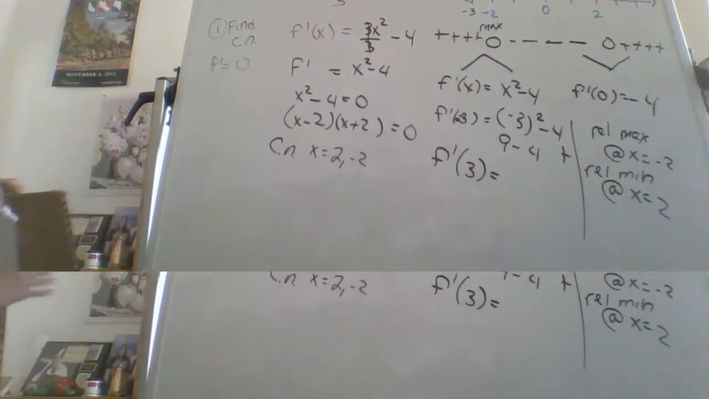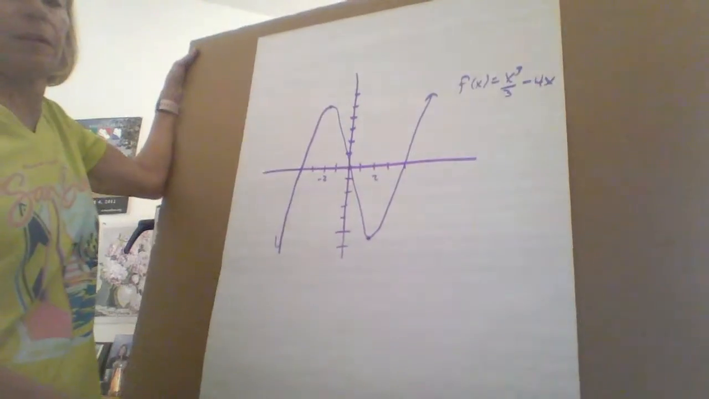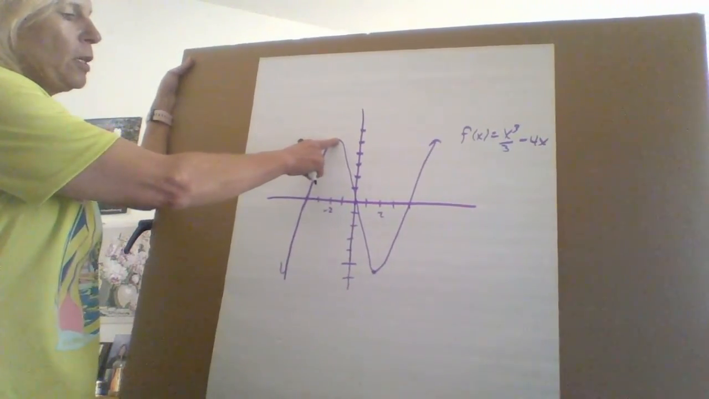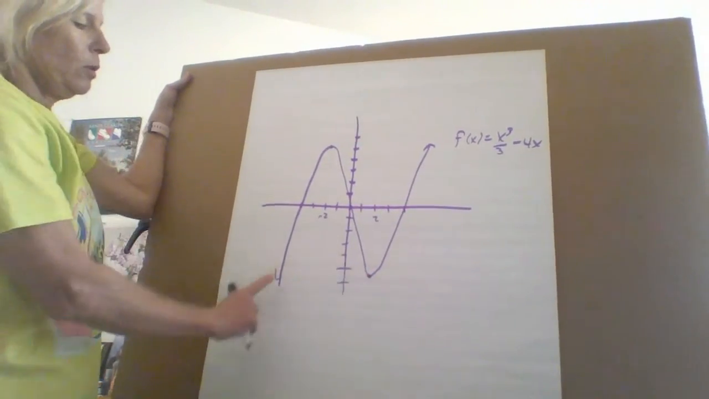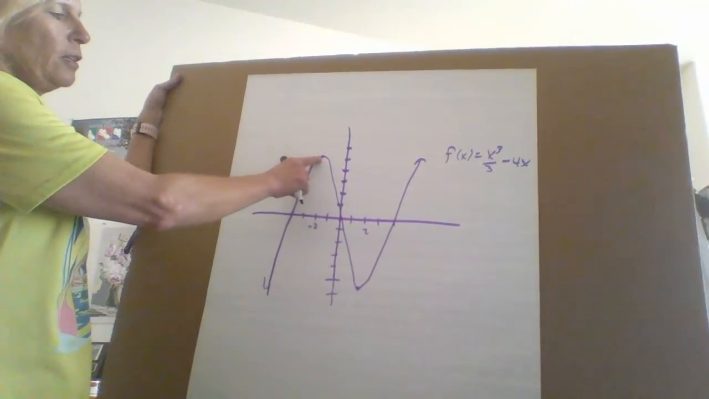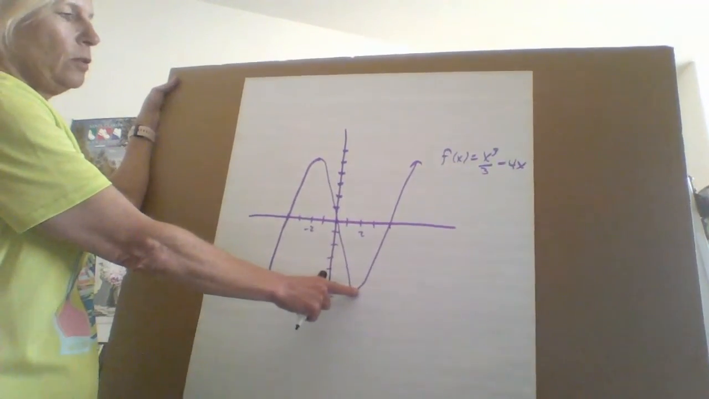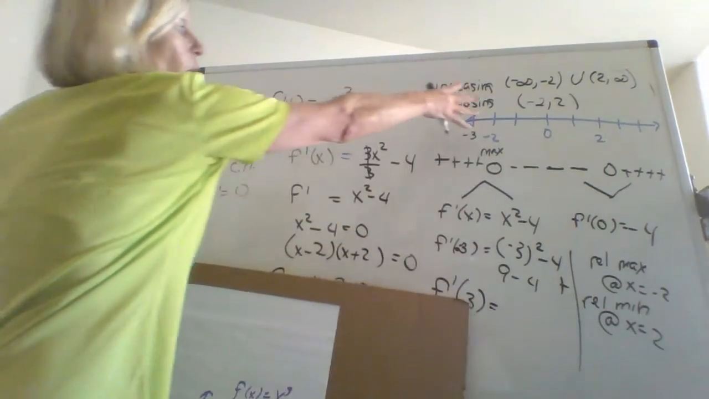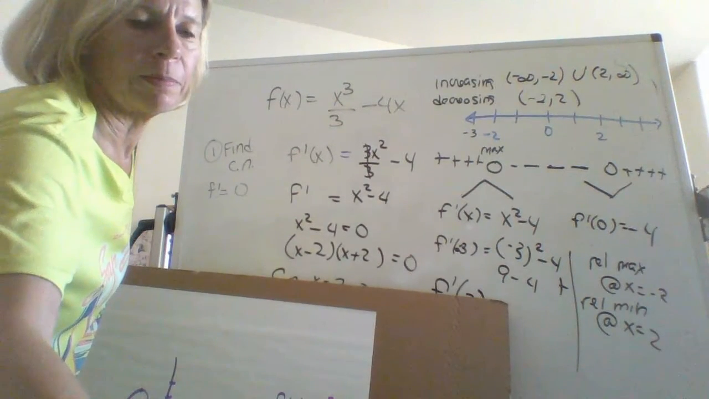And I have a graph to show what the graph of the function looks like. And I can see I have a maximum here at negative 2, a minimum at positive 2. My function is increasing from negative infinity to negative 2, decreasing from negative 2 to positive 2, and then increasing again. So the graph matches up with our information.